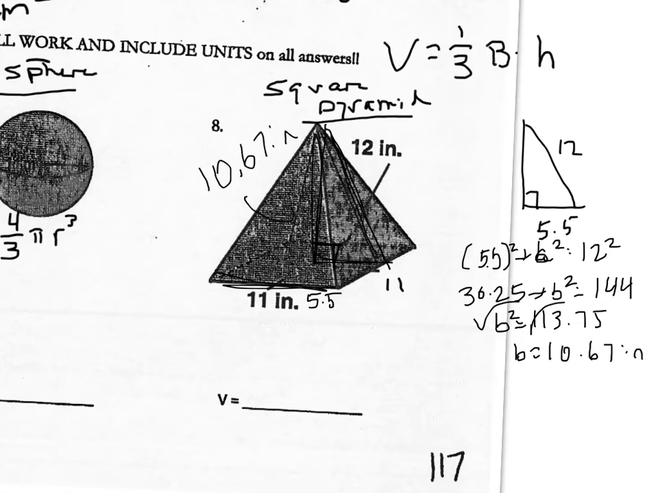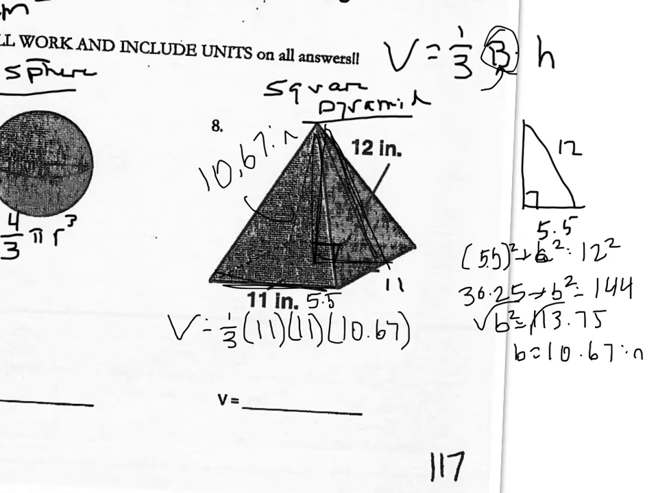Okay, so now we have the area of the base. That's what this stands for right here, the capital B. Well, let's figure this out. If it's a square pyramid, 11 by 11, so it's 1/3. The area of the base is 11 times 11, because side times side, base times height of that square, and then times the height of the pyramid, which we found was 10.67. Multiply all that together.